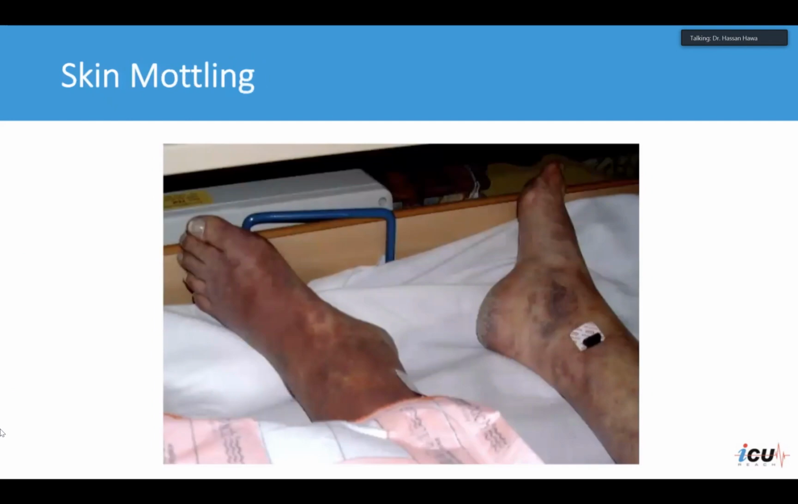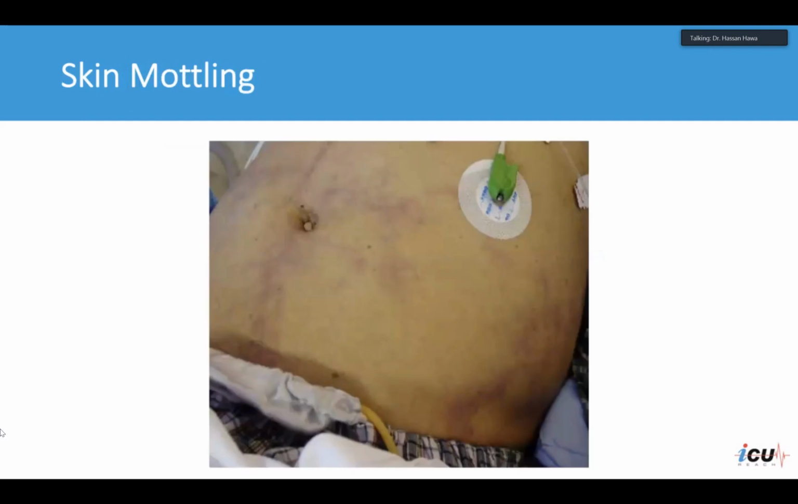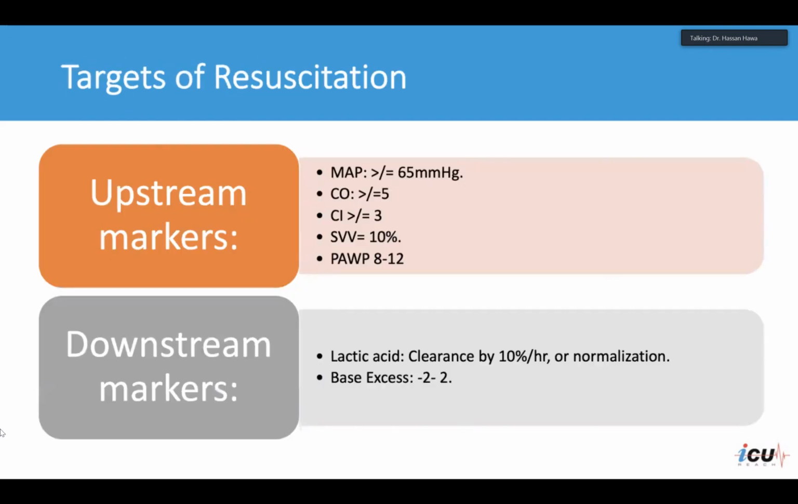Again, we mentioned yesterday the skin mottling as an indicator of poor perfusion, and at this stage, usually your patient is deep into his shock. The mottling can be at the peripheries, or in the abdomen as well, or around the kneecap.